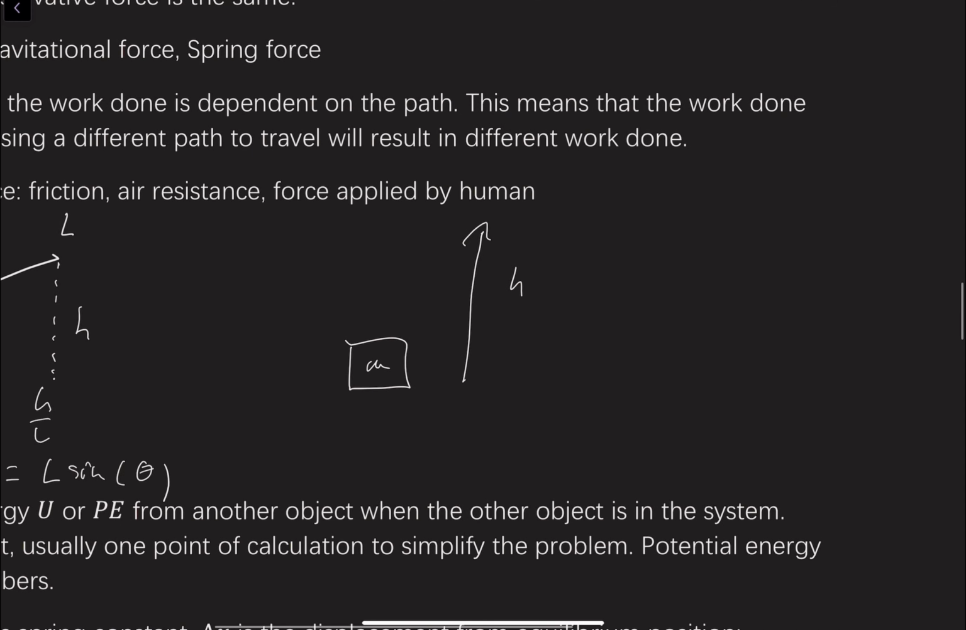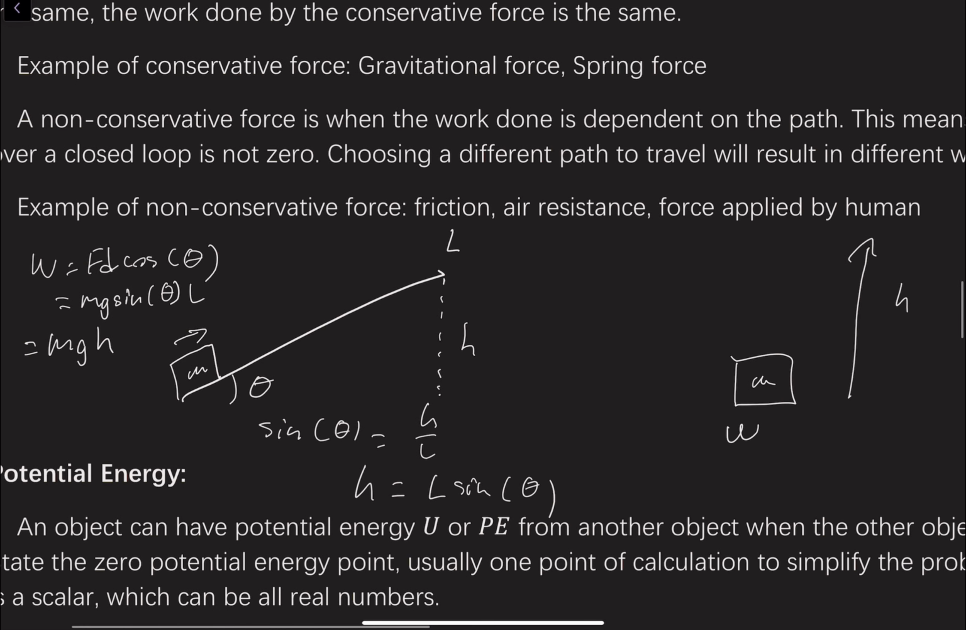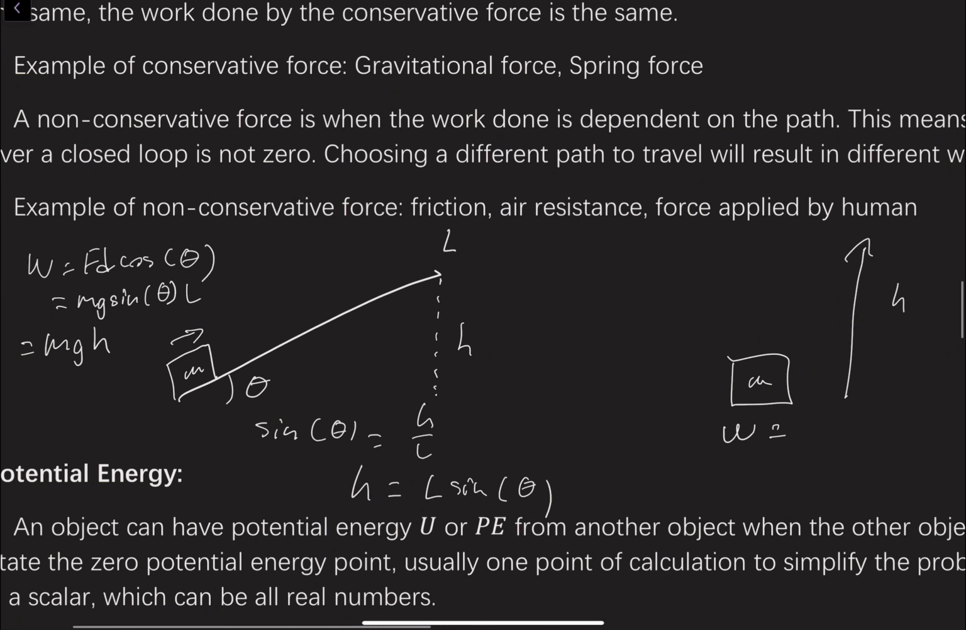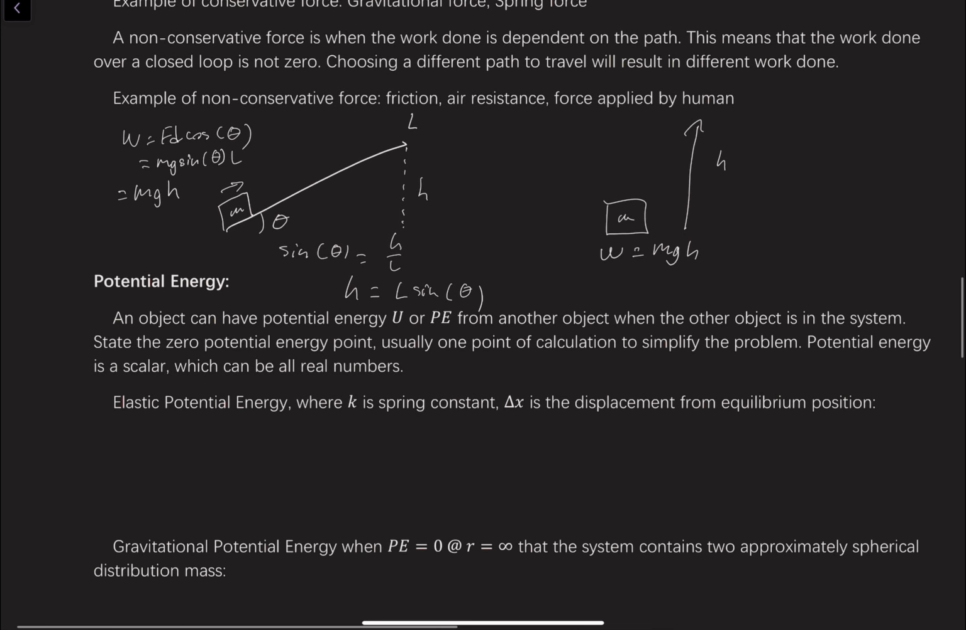Let's see the second one. For the work, you still want constant velocity, so the force is mg, times the height h. You see, even though through an incline it travels a longer distance, since it's a conservative force, it's the same work being done.